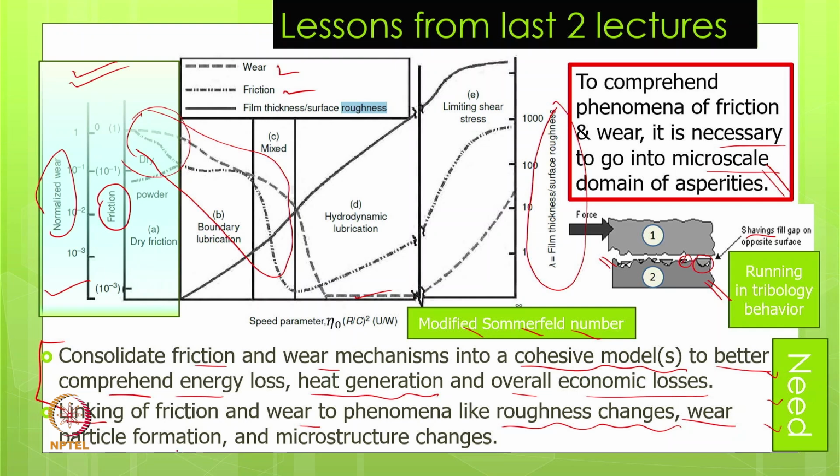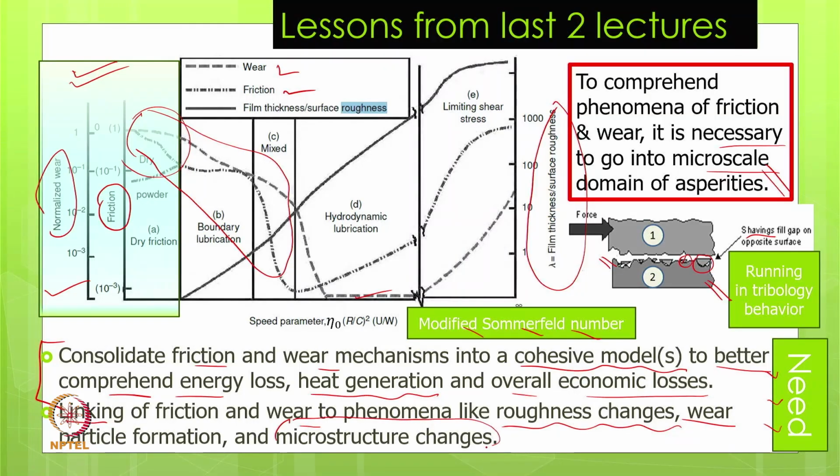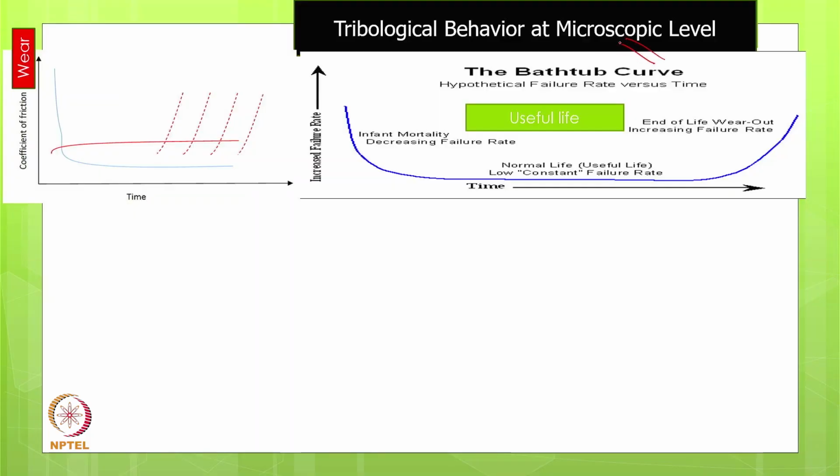The wear particle formation: how the wear particles are formed, and whether they will be harmful, or can they be converted into something useful. How do we make those particles useful is important. Another one is the microstructure changes, which can really be modeled. So these are some needs which really require this kind of course and investigation, particularly in tribology.